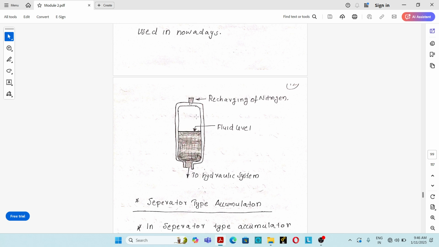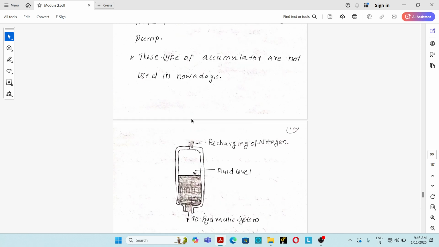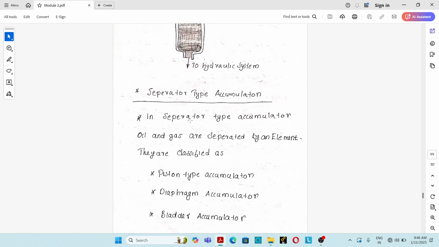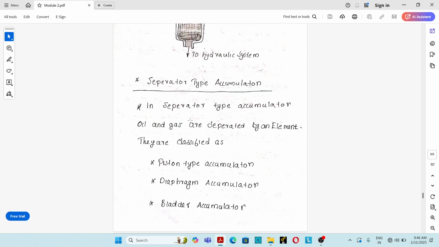Nitrogen gas gets compressed, and the pressure of the hydraulic oil will be stored, and that can be utilized later by the hydraulic actuator. And separate type accumulator: in the case of a separate type accumulator, there is a separating element between the gas and the hydraulic oil. There is a separating element always present between gas and hydraulic oil.